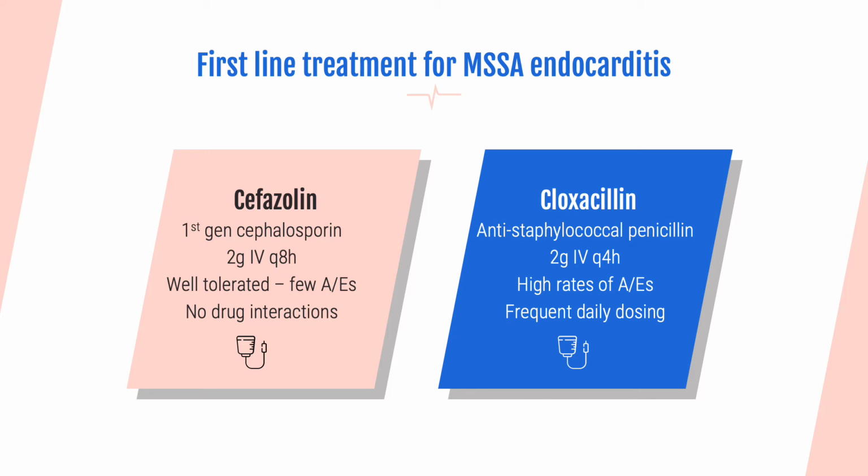First-line therapy for MSSA bacteremia as well as endocarditis includes cloxacillin or cefazolin. Comparing the two, cefazolin has many advantages over cloxacillin. It is well tolerated with considerably fewer adverse effects. Cefazolin dosing is more convenient at every 8 hours versus every 4 hours required for cloxacillin. If data shows that cefazolin has equal efficacy compared to cloxacillin, it's easy to see why it may be considered treatment of choice among clinicians.